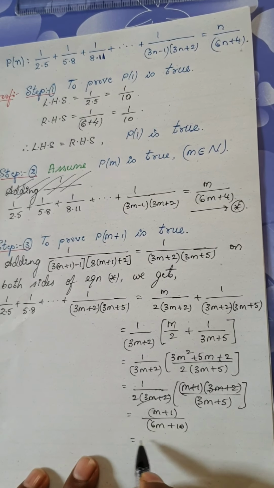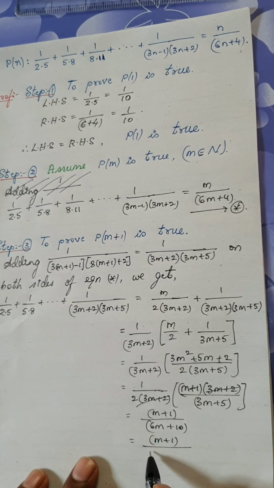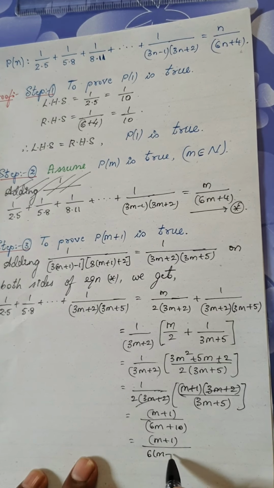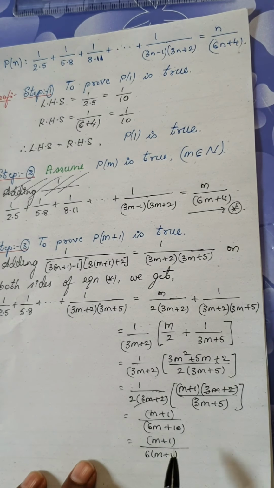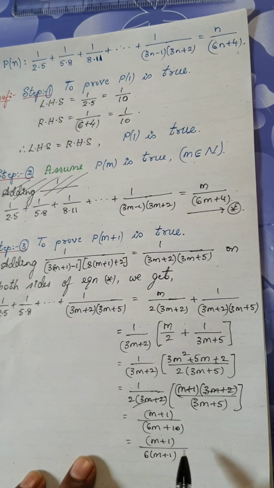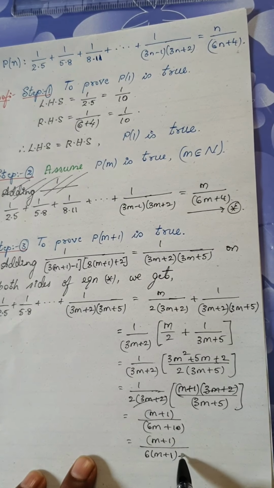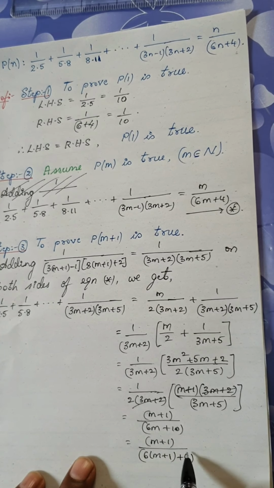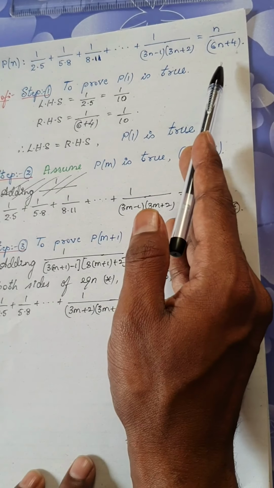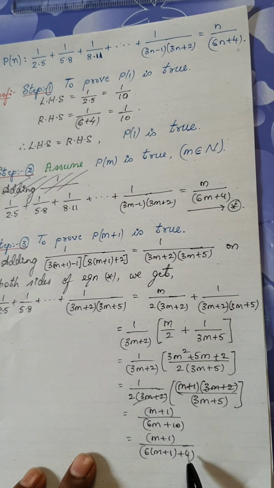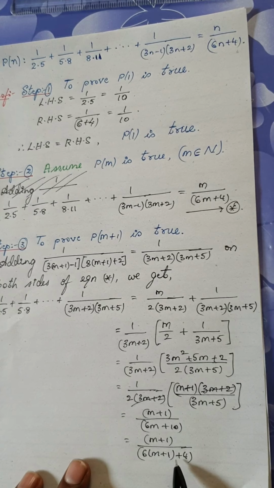So this is nothing but (m plus 1) whole divided by, it should be 6 into (m plus 1), remember. So what will happen to 6 into (m plus 1)? It is 6m plus 6. So how much is left over out of 10? 6 is outside, 4 is left over. So you can compare this with the general term in the RHS. Both are actually the same, only n is replaced by m plus 1.